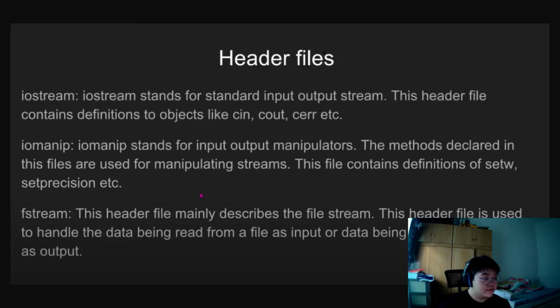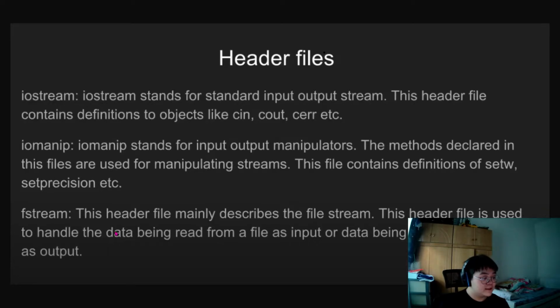iomanip stands for Input and Output Manipulators. The methods declared in this file are used for manipulating streams. This file contains definitions like setw, setprecision, and many others. Lastly, fstream. This header file mainly describes the file stream. It is used to handle the data being read from a file as input or data being written into the file as output.